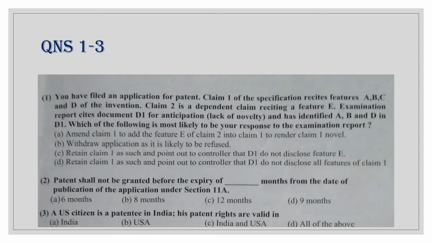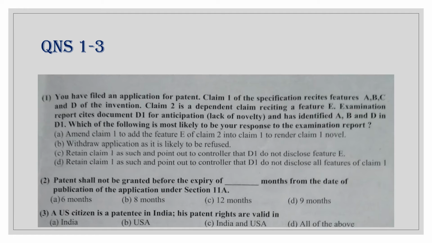Option C says, retain claim 1 as such and point out to the controller that D1 does not disclose feature E. That means I will say that claim 1 will be retained, and I will also say that in your document D1 you have not disclosed it. So let me analyze option C: retain claim 1 as such and point out to the controller that D1 does not disclose feature E.